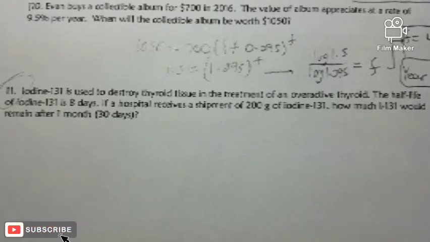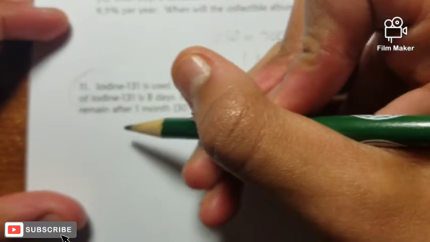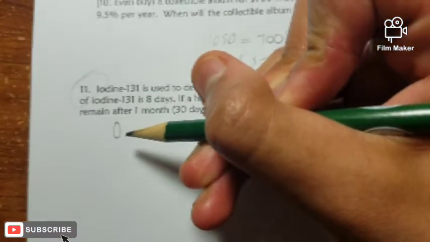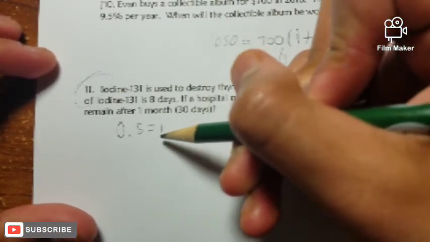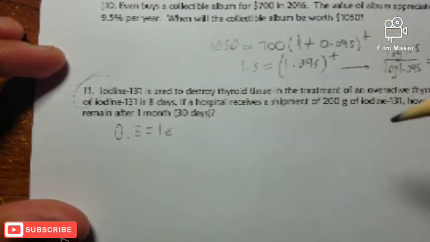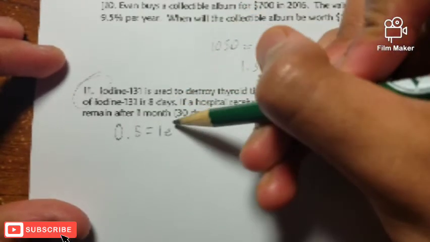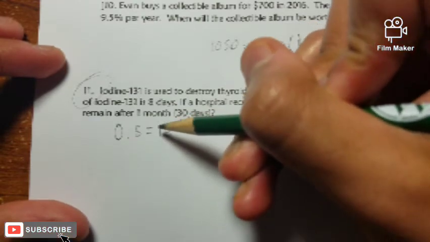So, the half-life of iodine-131 is 8 days. What we need to do first is find the rate, using our formula for continuous compounding. Basically, 0.5 is our product, because we started with 1, and our half-life is 0.5. That's what we're trying to find. And e we're using because it's continuous compounding for half-life, and we know that time is 8 days, but we're trying to find that rate.